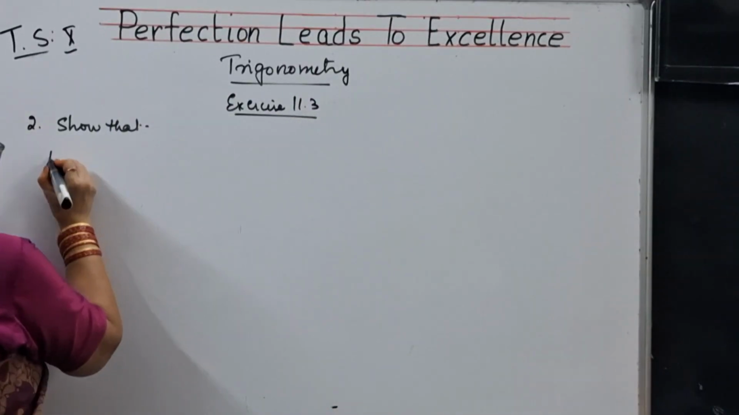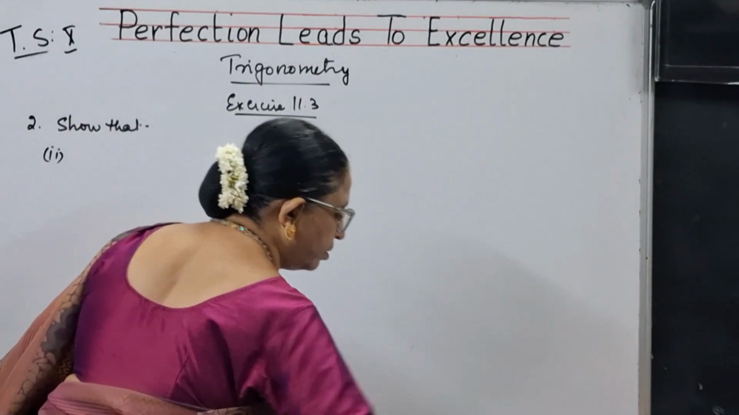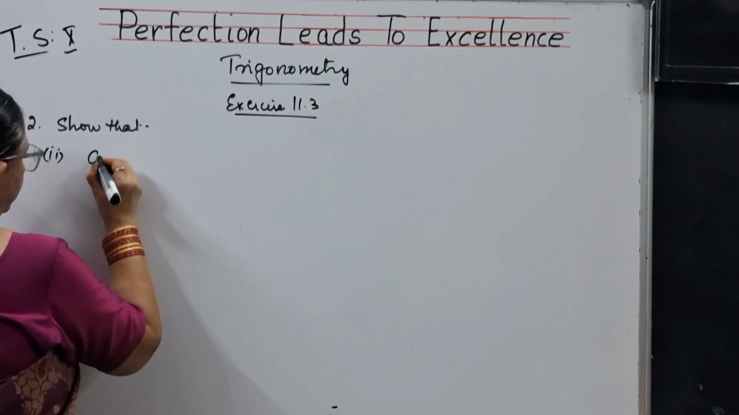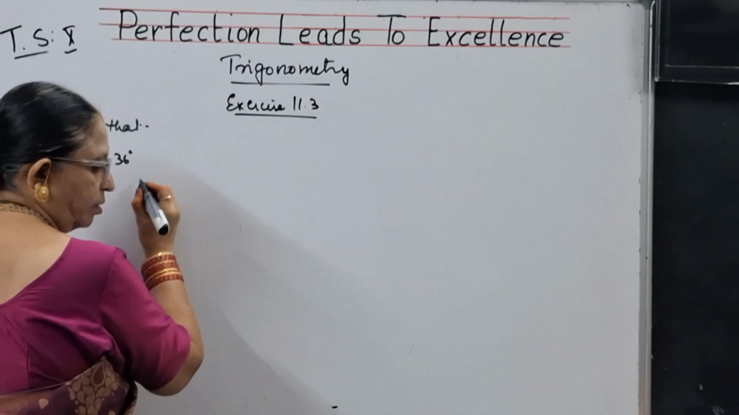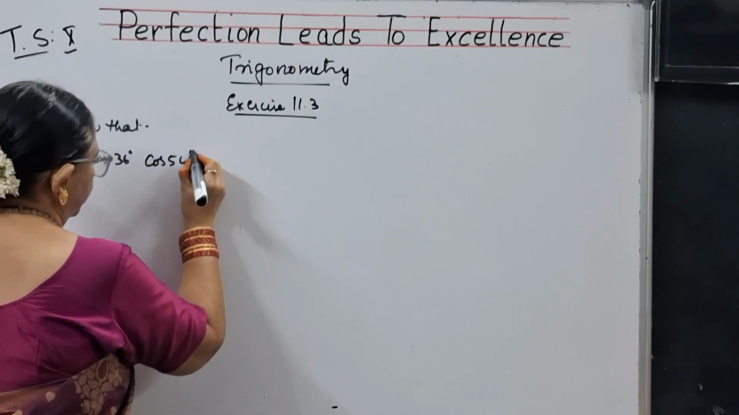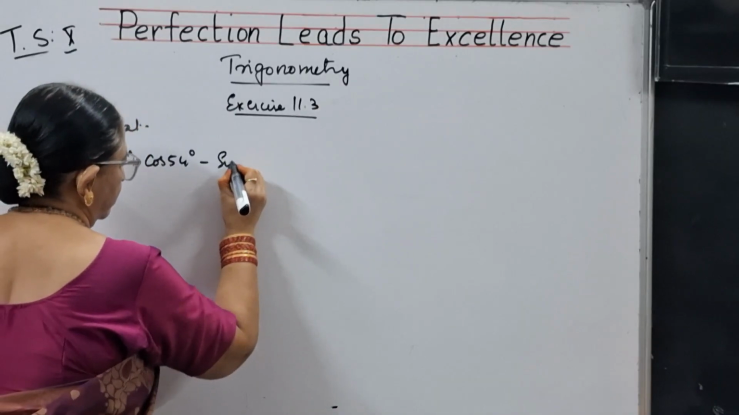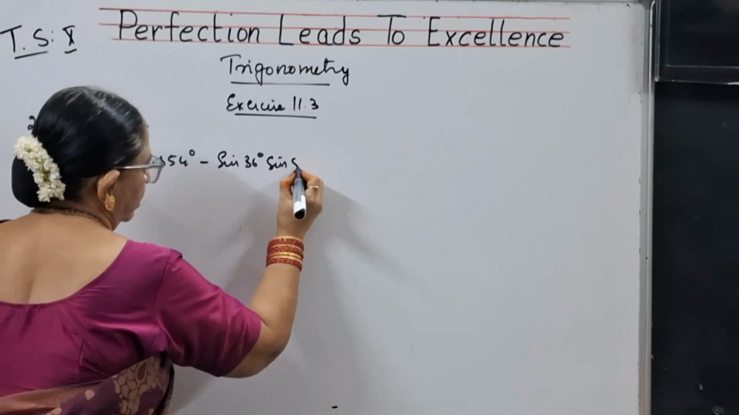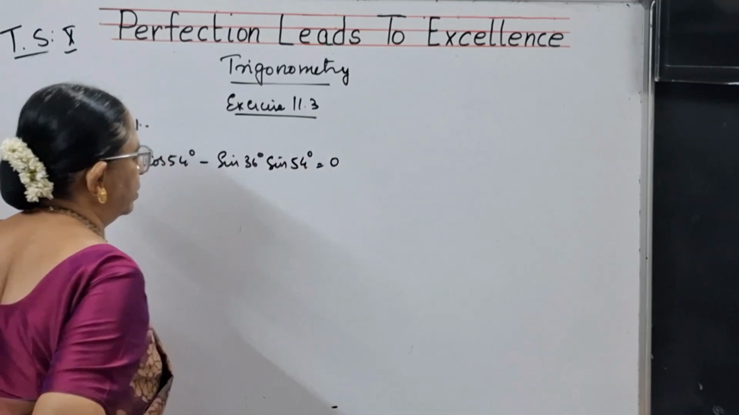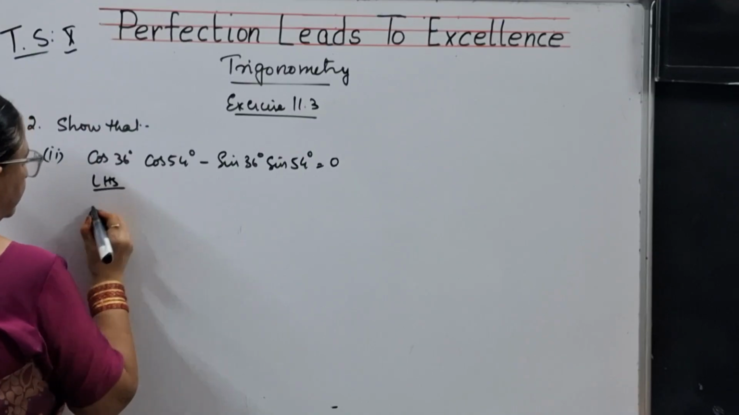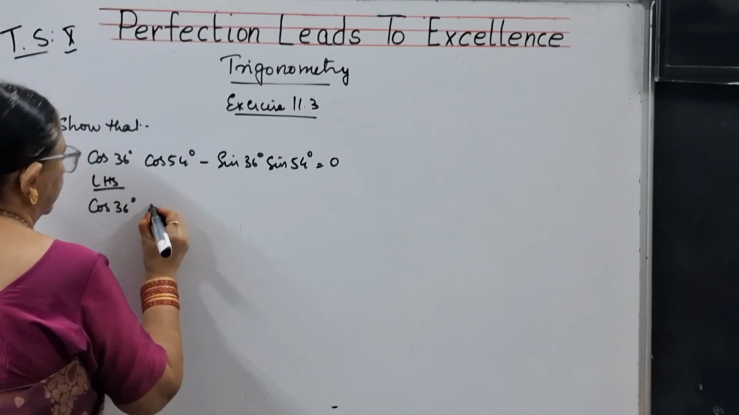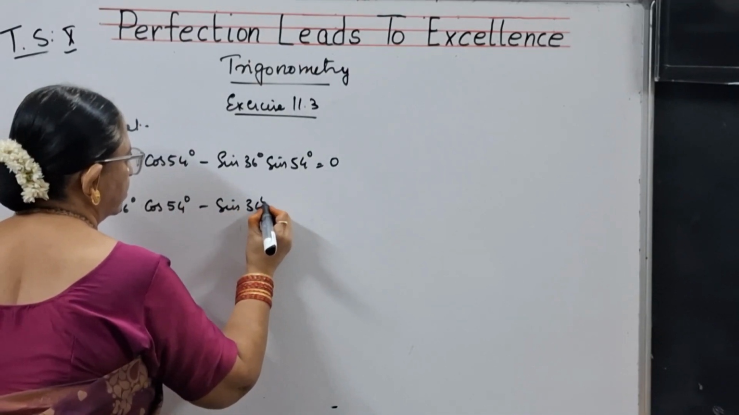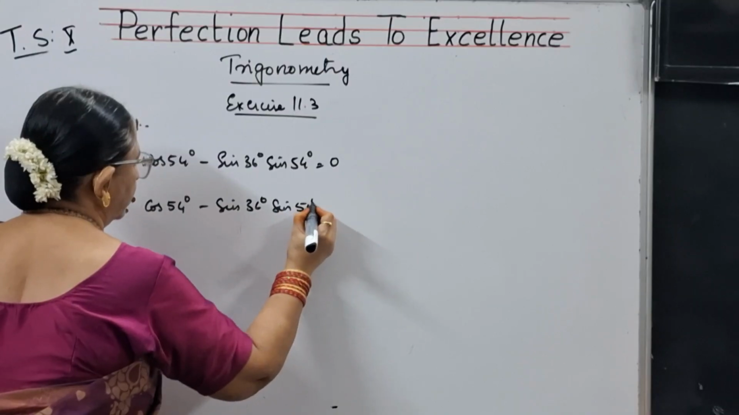Second bit: cos 36 degrees, cos 54 degrees minus sin 36 degrees, sin 54 degrees is equal to 0. So let me take LHS. Cos 36 degrees, cos 54 degrees minus sin 36 degrees, sin 54 degrees.